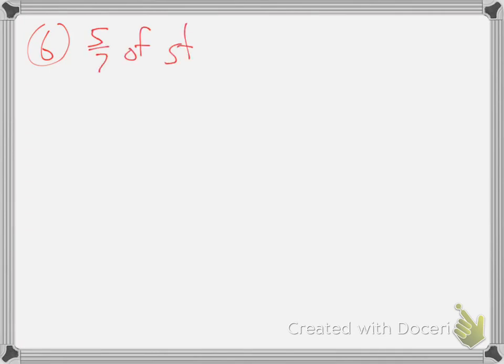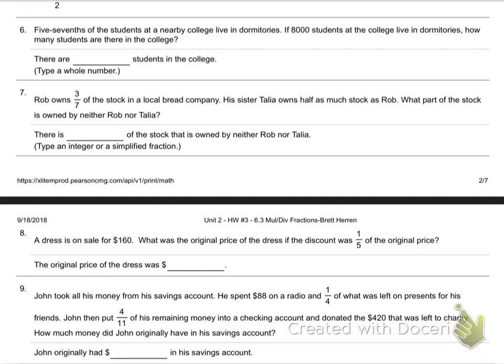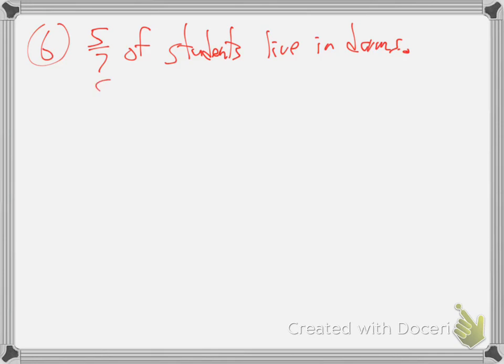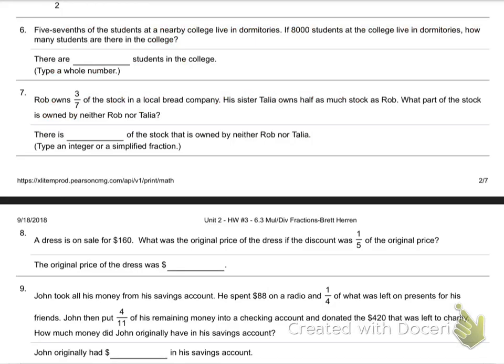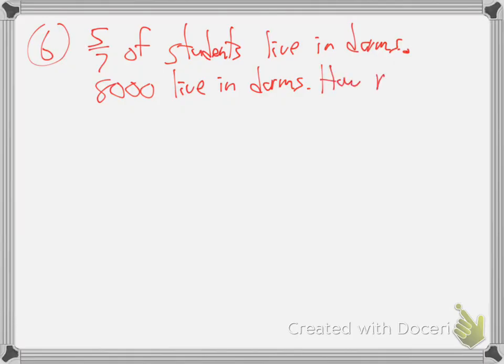5/7 of the students at this college live in the dorms. Okay? 5/7 of the students at the college live in the dorms. 8,000 students live in the dorms. And the question is, how many at the college? So that's what we want to answer.